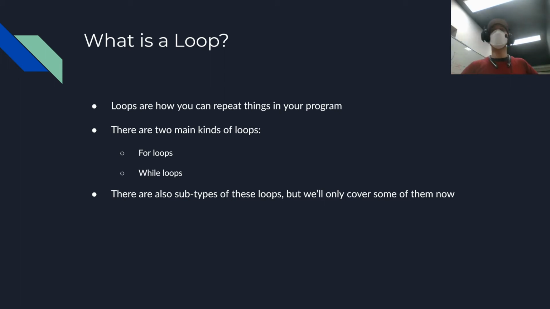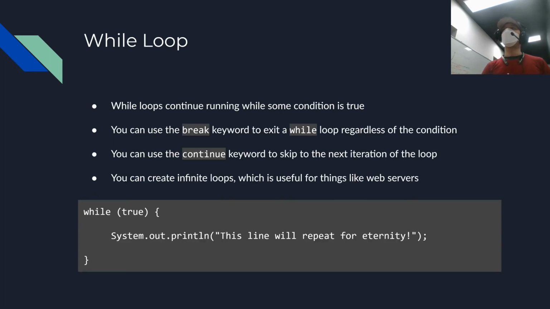There's two kinds of loops, for loops and while loops. As I mentioned before, there are different subtypes of these loops, but we're only going to cover a couple of them, okay? Later, if you want to learn more subtypes, you can learn that on your own. We're going to teach the core basics, and if you understand that, learning the subtypes on your own will be easy, okay? Everyone good? All right, so first we're going to start with the while loop.